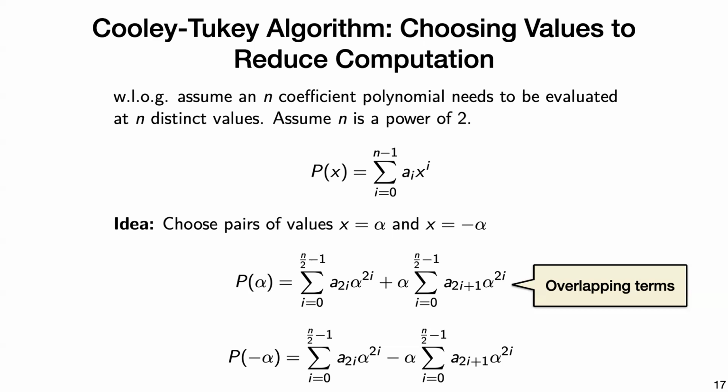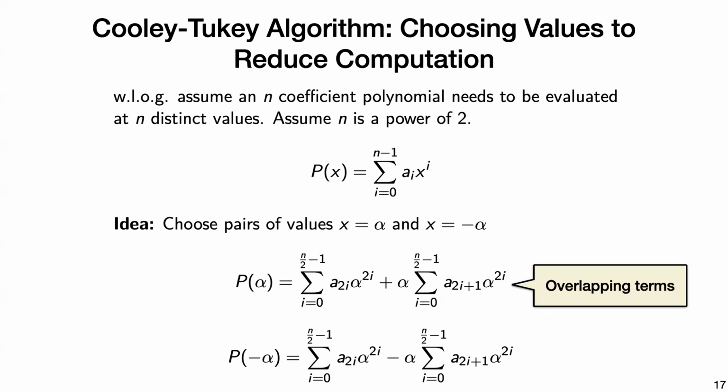So let's just consider 2 points for now: x equals alpha and x equals negative alpha, where alpha is just any number. And if we plug it into this form, we can split this thing into even and odd parts. So this first part is the even part. We're trying to evaluate this polynomial at many points, and the high level idea is that we want to overlap the work in doing this evaluation. One way we can do it is to choose alpha and negative alpha, these corresponding pairs of negative points, and you can split this up.